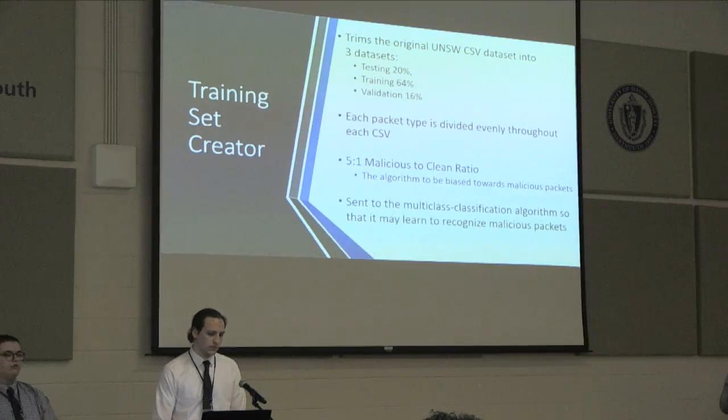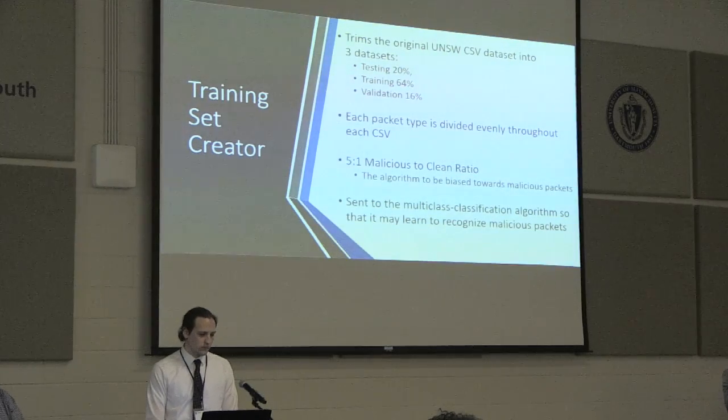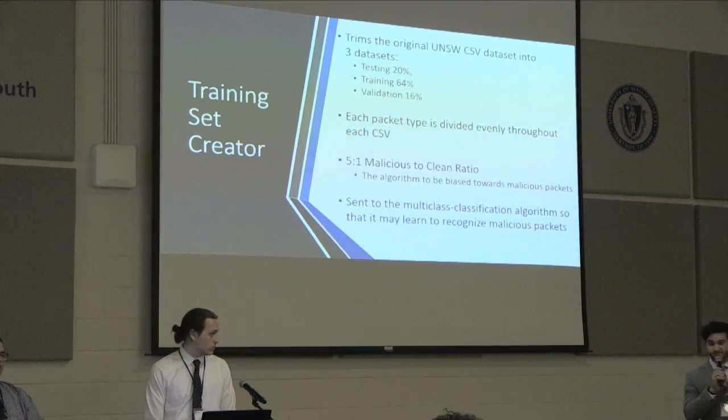Each of these packet types are evenly divided within each CSV file, and there's a 5-to-1 malicious to clean ratio. The reasoning is that we want the algorithm to be biased more towards malicious packets. And once these data sets are created, they are then sent to the algorithm so that it may learn to recognize these malicious packets.